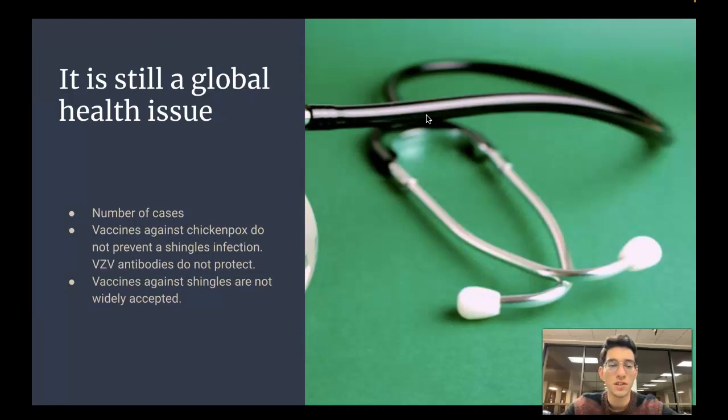This is mainly because the vaccines against chickenpox do not prevent the shingles infection. Actually, the vaccine against chickenpox can lead to shingles, because the attenuated virus put into our body through the vaccine can itself lie dormant and then manifest itself as shingles later in life, because those same varicella zoster virus antibodies do not protect us from shingles nor PHN. Yet there are vaccines that protect us from shingles, but these vaccines have not been widely implemented.